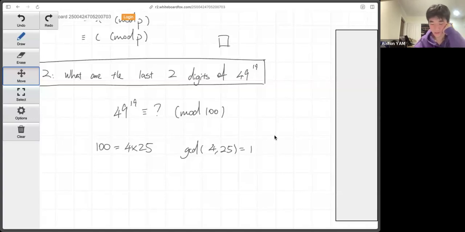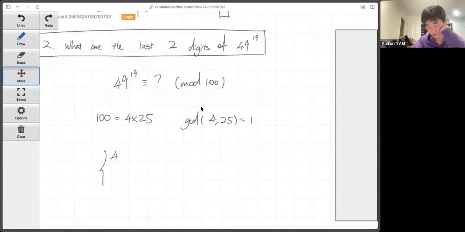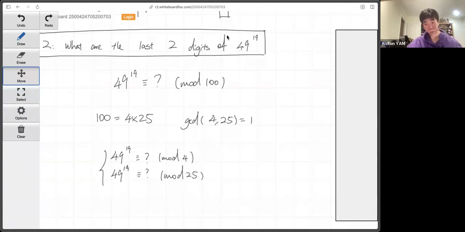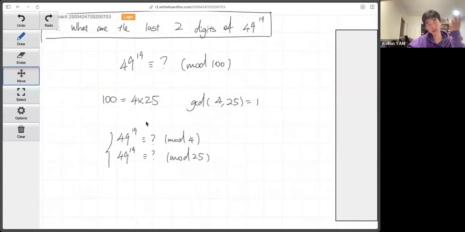So we can think about this in this way. If we have 49 to the 19 congruent to what under mod 4, and 49 to the 19 congruent to what under mod 25? Let's say this thing is congruent to 3 under mod 4, and this thing is congruent to 10 under mod 25, and you have an X that satisfies both of these conditions.